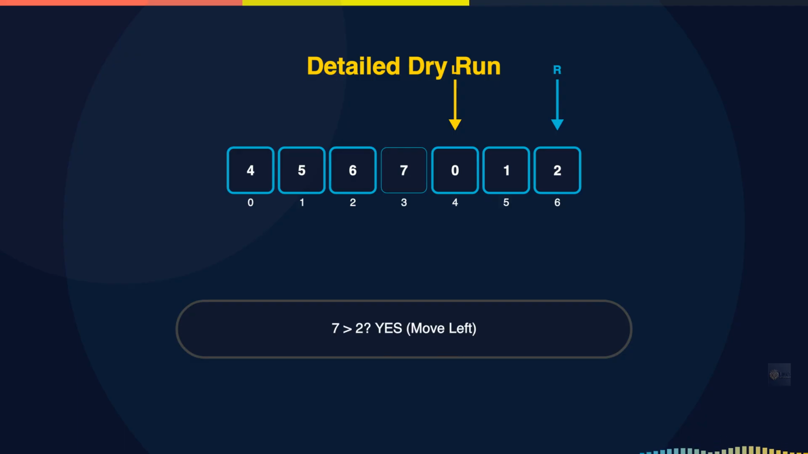Iteration 2. Left is 0. Right is 2. Our middle is at index 5, which is 1. We compare middle 1 with right 2. Since 1 is less than 2, the minimum could be middle or to the left. We move right to index 5. Iteration 3. Left is 0. Right is 1. Our middle is at index 4, which is 0. We compare middle 0 with right 1. Since 0 is less than 1, we move right to index 4. Now, left and right both point to index 4, which is 0. We found it. The minimum is 0.